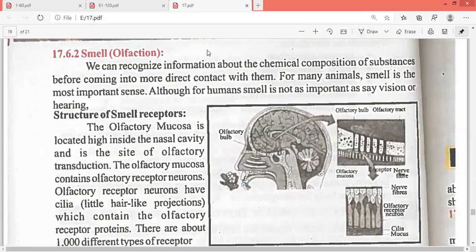Today the topic is smell, olfaction. Yesterday we discussed the structure and function of special receptors, and in that we studied taste and gustation receptors, including the filiform papillae, fungiform papillae, foliate papillae, and circumvallate papillae. Okay, in this topic we will study smell, or olfaction.